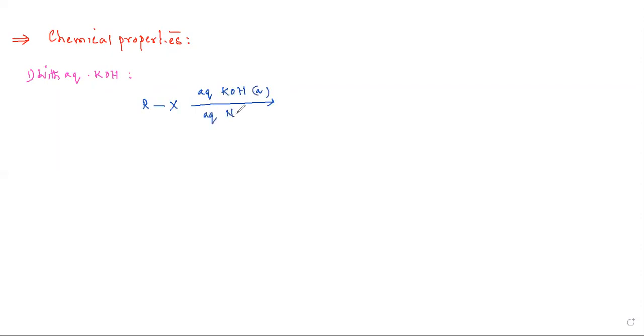You can also use sodium carbonate, whose aqueous solution is again alkaline. Anyway, you get sodium hydroxide again. So here you get ROH. X minus, a weaker nucleophile, is replaced by OH minus, a stronger nucleophile, SN2. Okay.